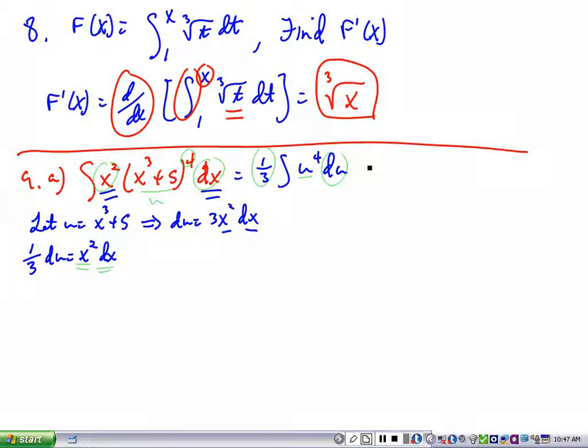So we calculate this. This is 1/3. You integrate u to the 4th, that becomes u to the 5th all over 5. It's an indefinite integral, so it's plus c. So this is 1/15 times u to the 5th. The u is x to the 3rd plus 5. That's raised to the 5th power plus c.